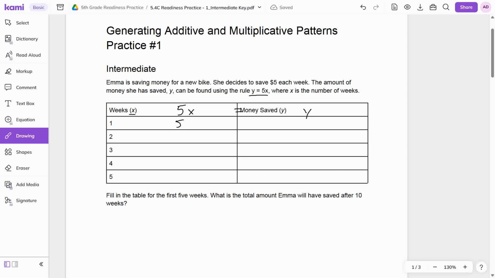So $5 on the first week. I'm going to do 5 parentheses 1. That's going to also represent multiplication. There's many ways for us to represent multiplication. So we can say this is 5 parentheses 2, 5 times 2, 5 for the third week, 5 for the fourth week, and then 5 times the fifth week.